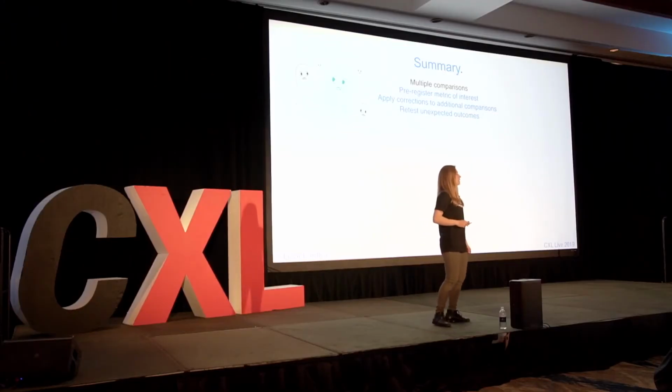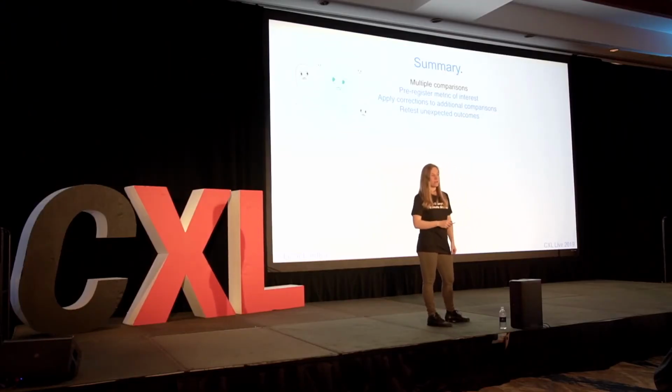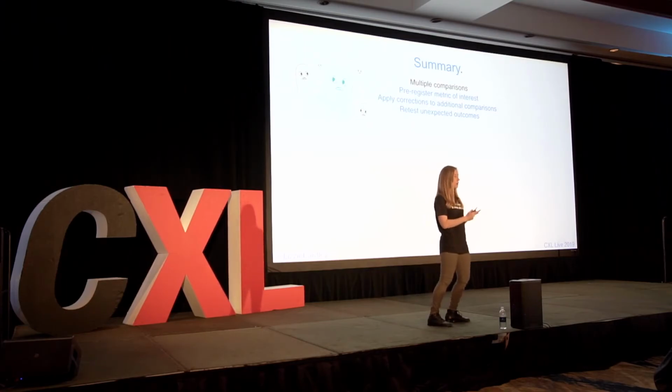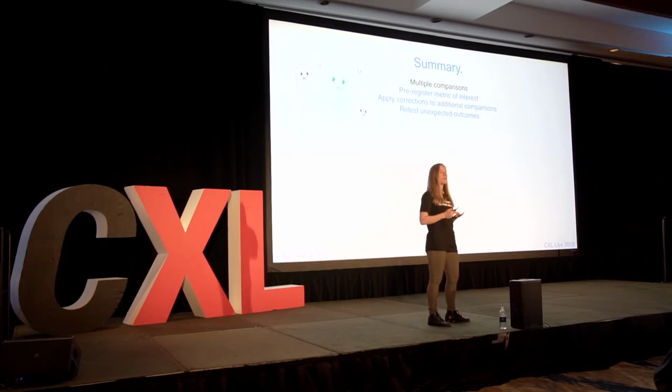Okay, so those are the four ghosts. I'm just going to quickly recap them. So the first one we met was the ghost of multiple comparisons. To avoid this ghost, decide up front what your main metric is. If you're going to look at more things, apply multiple comparison corrections. Or if you see something unexpected in the data, then rerun the test.